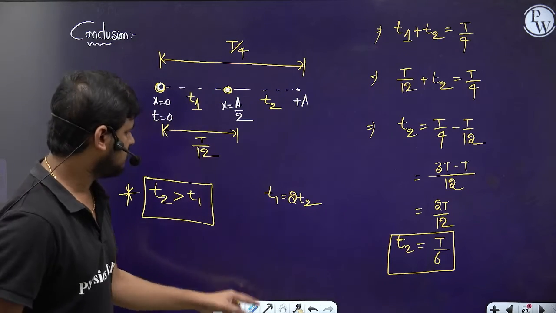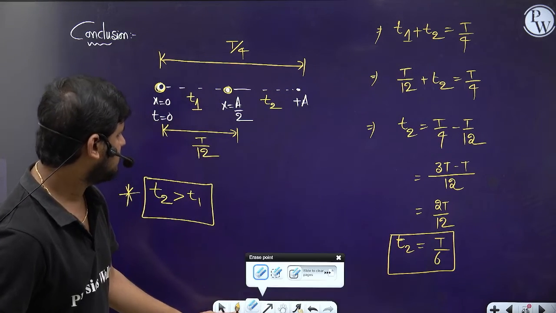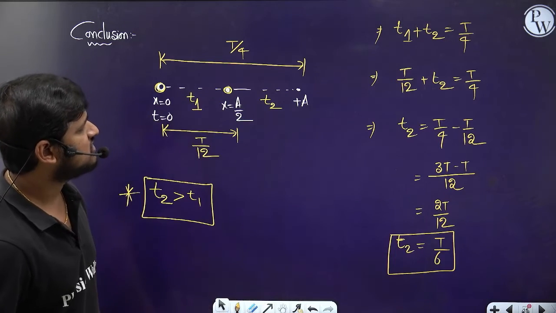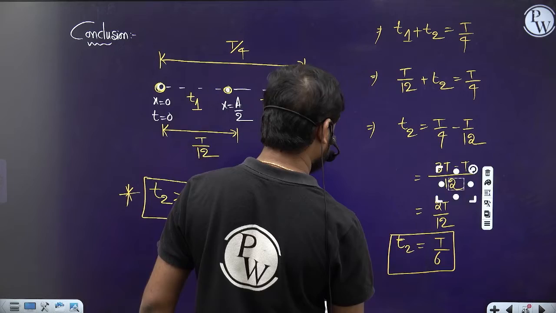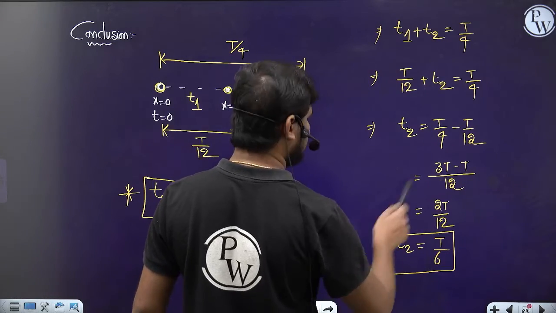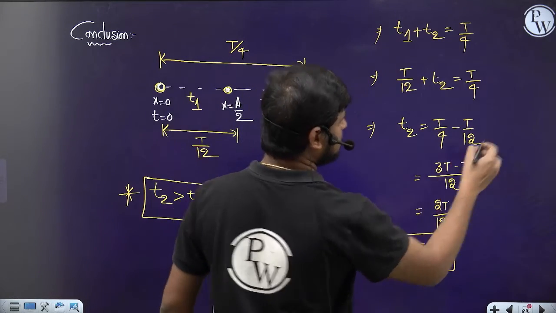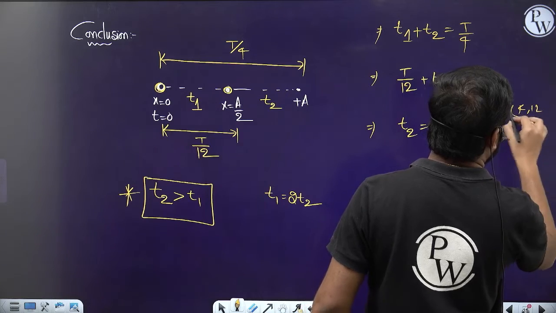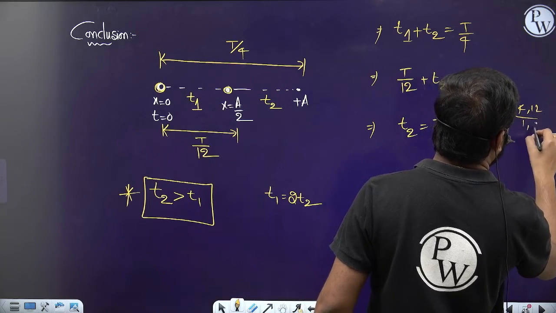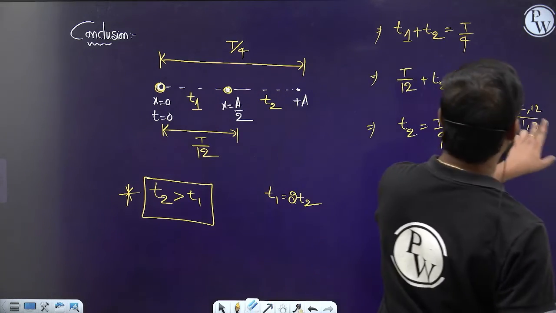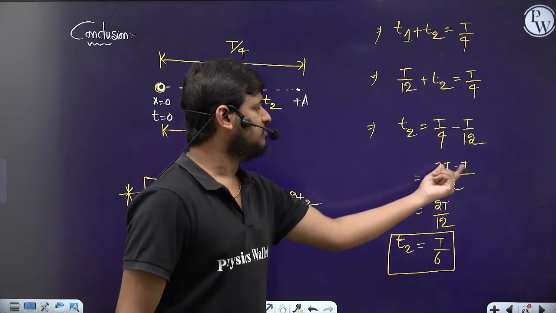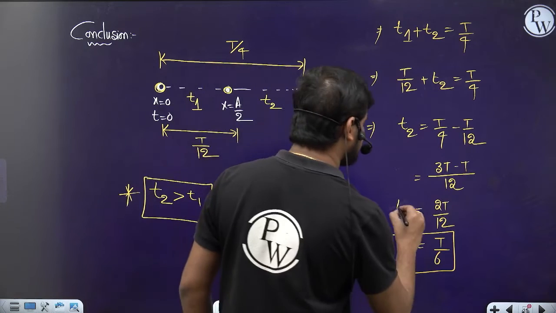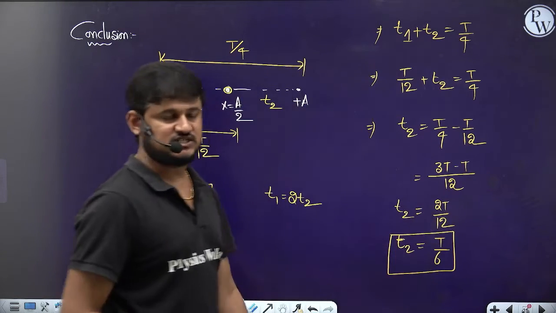What is the t2 that we got? t2 is T by 4 minus T by 12. 12 goes into it 3 times, so it is 3T minus T, which is 2T by 12, which is nothing but T by 6.